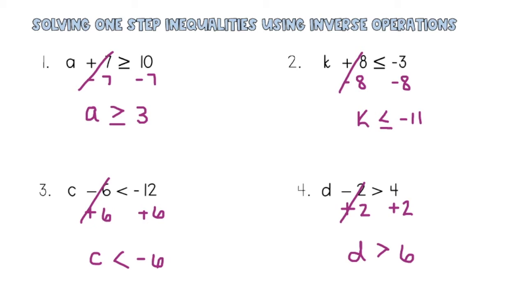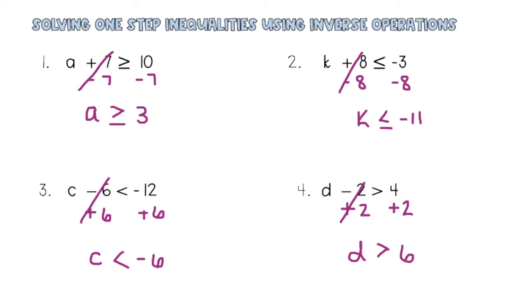Number 2, k is less than or equal to negative 11. So my answer could be any number that is less than negative 11, or it could also be negative 11. So this number here could be negative 12, negative 13, negative 14. With inequalities, there is more than one answer.